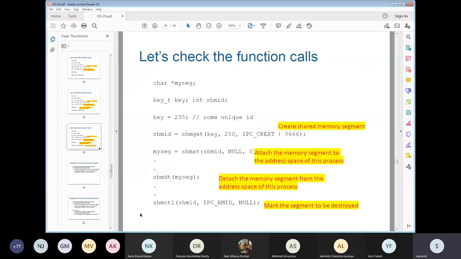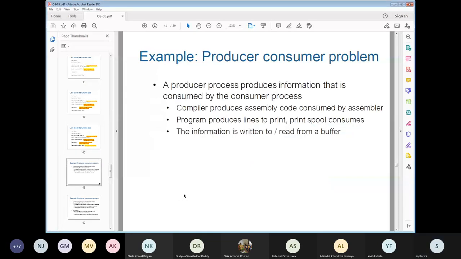So any questions about shared memories before we go to the next? Next is an application of a shared memory. So before that, any questions? Okay, let me proceed. So let us discuss quickly a small example where shared memory would be used.